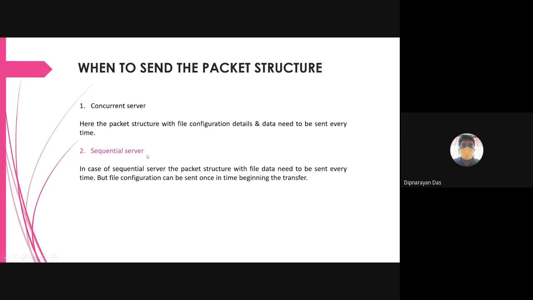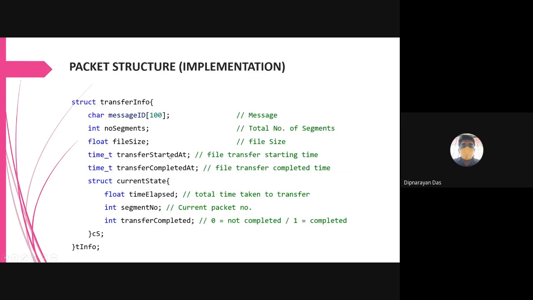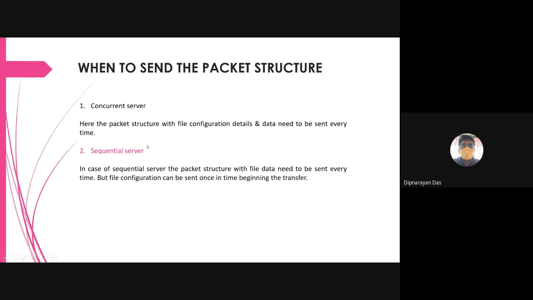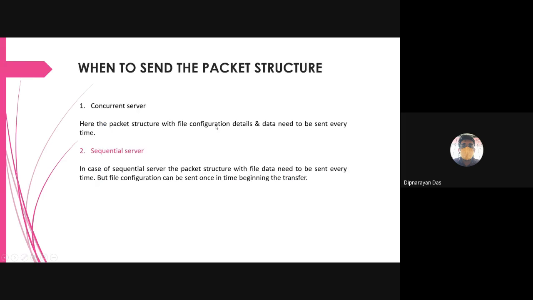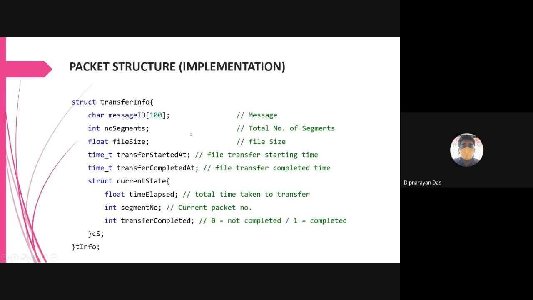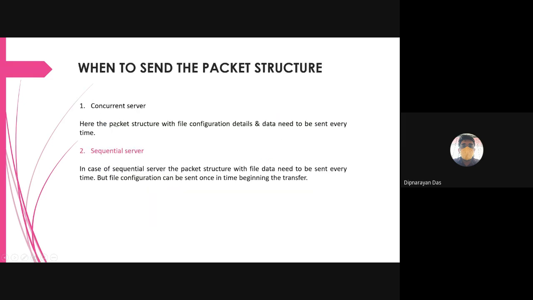Here I have implemented the sequential server, but for the concurrent server we need to send this packet structure every time. Suppose there are two files, file A and file B. First, we send the data segment for file A. The file ID will be file A and the data will be there. So the server will know that it is from file A, and again when we send for file B, the server should know which file the segment is for, because it's a concurrent server handling two files simultaneously.